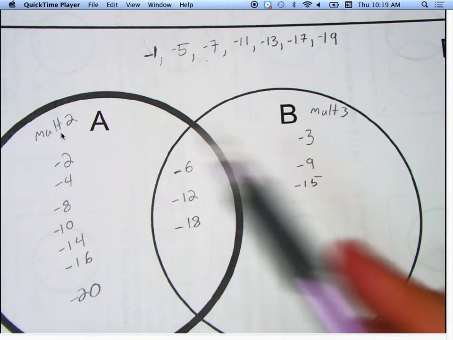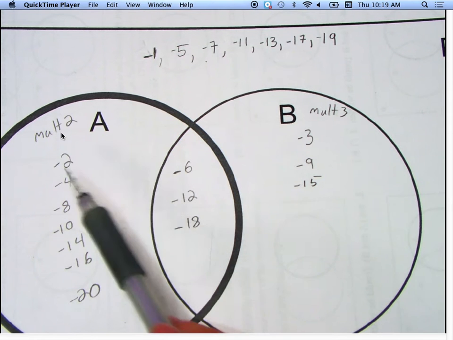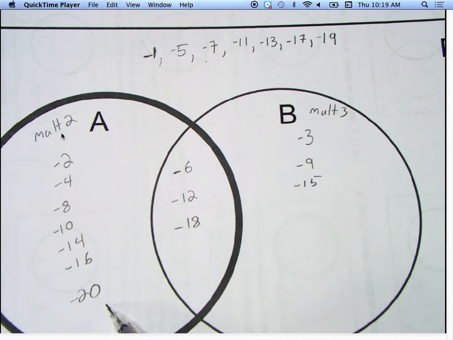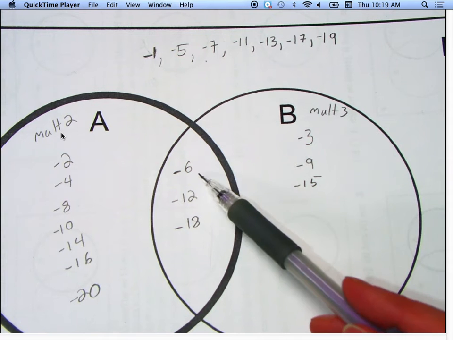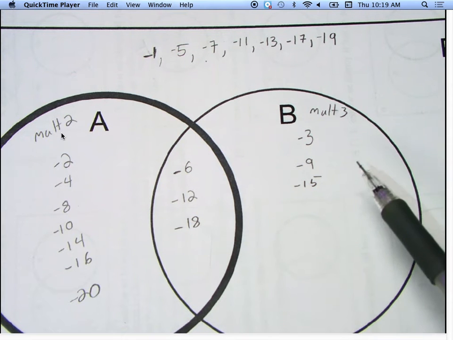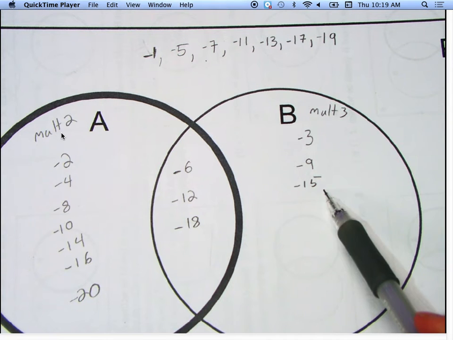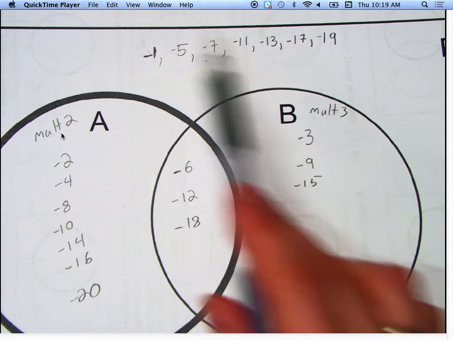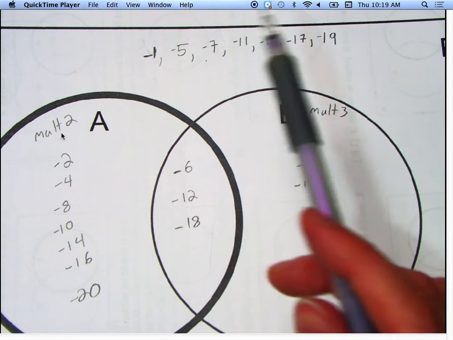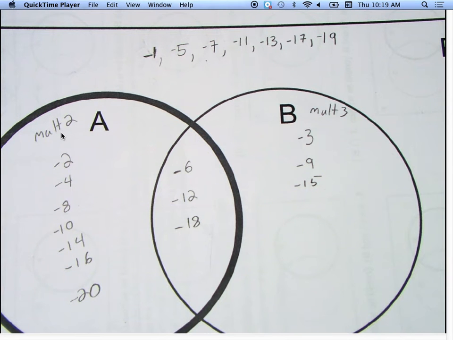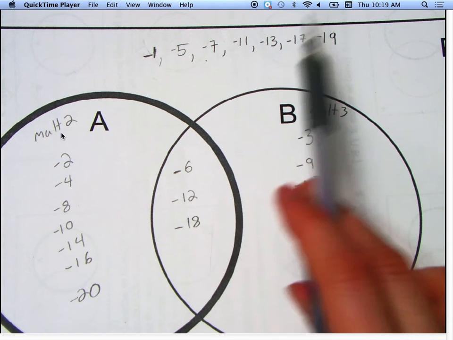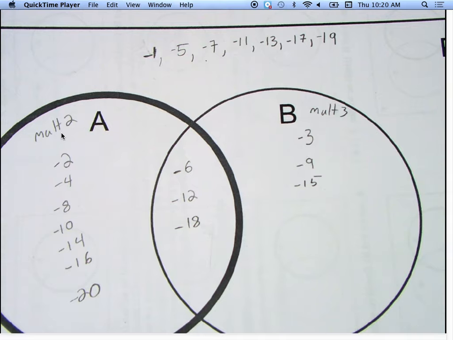So, A is my multiples of 2. I've got -2, -4, -8, -10, -14, -16, -20. I also have -6, -12, and -18, but they are both. Under multiples of 3, I have -3, -9, -15, but also -6, -12, -18, because it's both. And then on the outside, because my sample space includes everything from -1 to -20, I've got -1, -5, -7, -11, -13, -17, and -19.